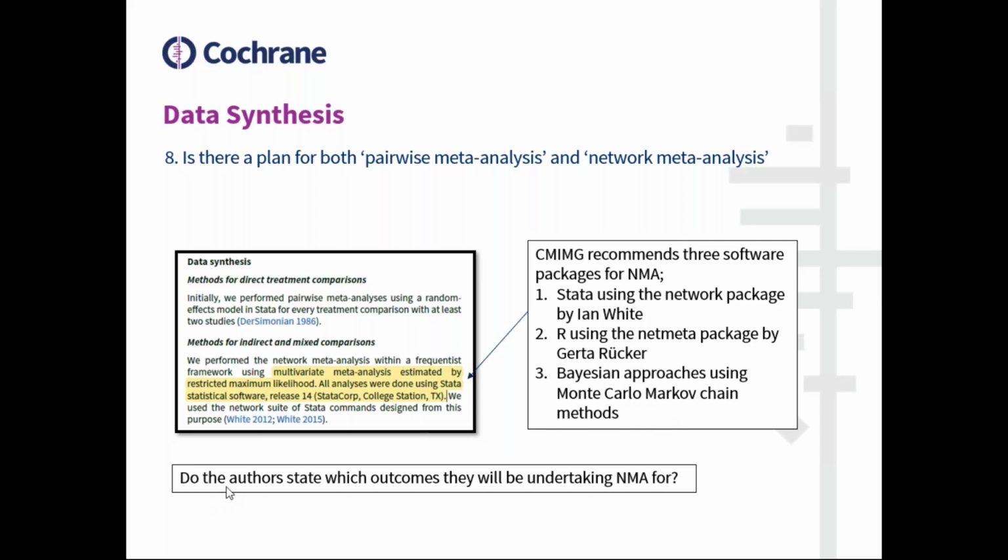It's important that the authors state which outcomes they will be undertaking network meta-analysis for. So we see this missing quite a lot, and as you can see, it doesn't actually say in this particular example which outcomes they will be undertaking network meta-analysis for. Is it just the primary outcomes? Is it all outcomes? So that obviously also needs some thought.